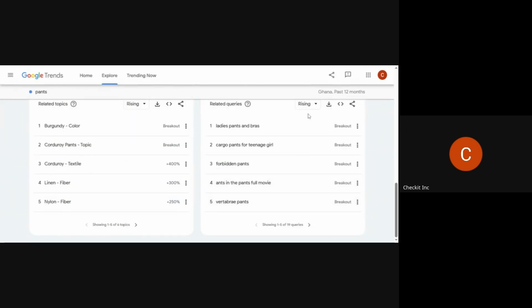So we could just check as many as possible, from the top to the rising. See that for this particular top, which is actually a stable market, it is not the trending thing. It is not what is collecting all of the heat right now. Cargo pants is more stable.